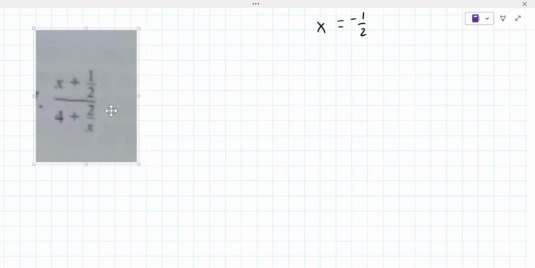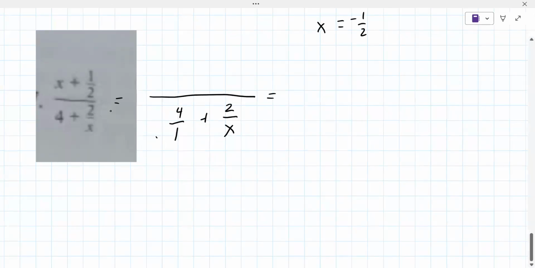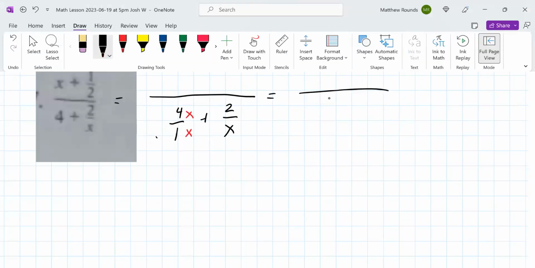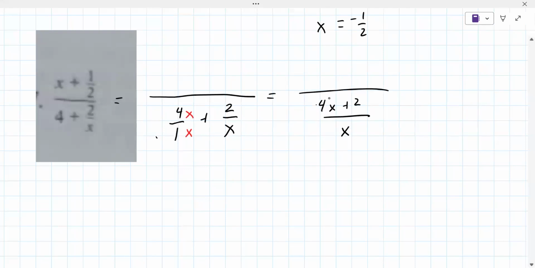Hey, Josh, I'm back. Apologize for the delay. So we've got two separate problems here. We're going to look at the bottom first, and make a common denominator. The common denominator is x, so we multiply the top and the bottom by x. It becomes 4x plus 2 over x, because when the bottom's the same, you keep it.